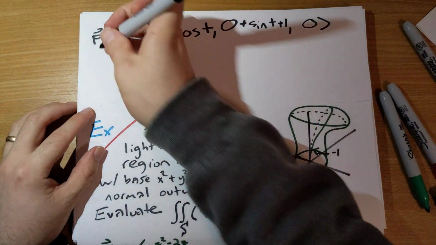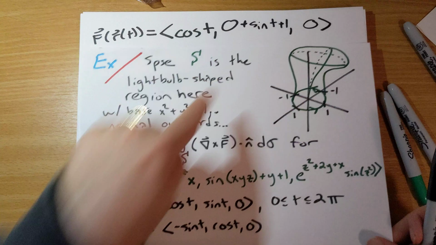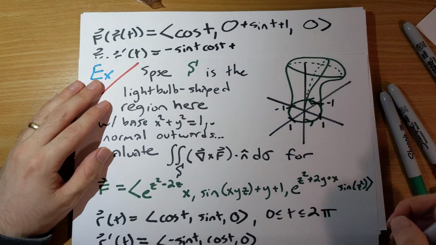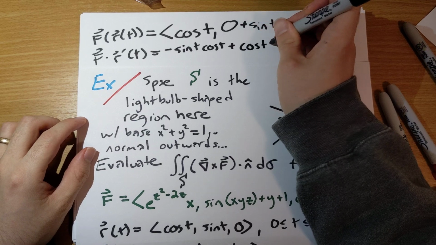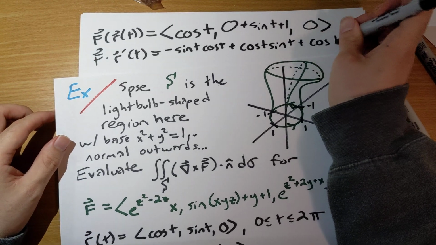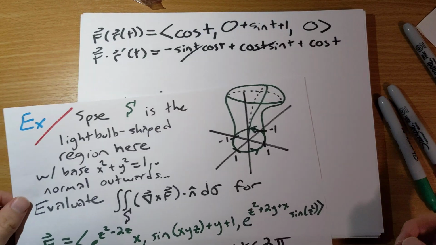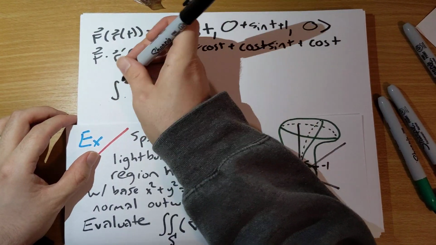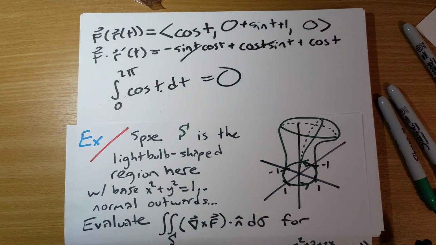Okay, so we've got f of r of t here. We need f dot r prime of t. And this will be, so this dot this will give us negative sine t cosine t plus sine t times cosine t plus 1 times cosine t. And those cancel. And if I haven't botched up anything here, this just ends up as cosine t. So our integral is the integral from 0 to 2 pi of cosine t dt, and we get 0.